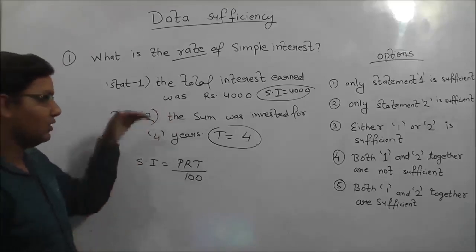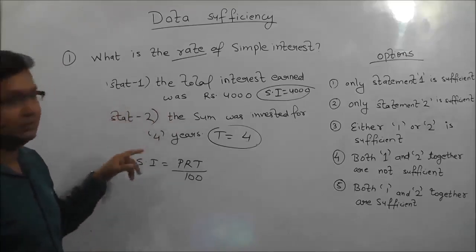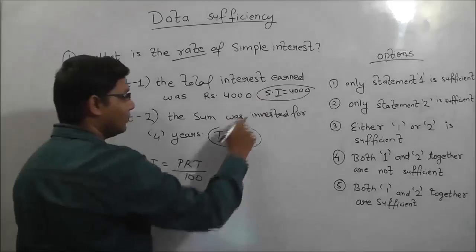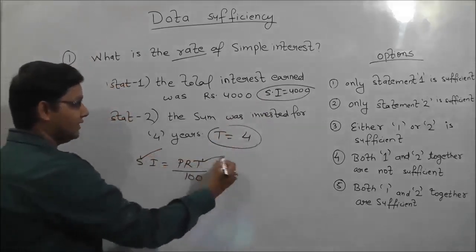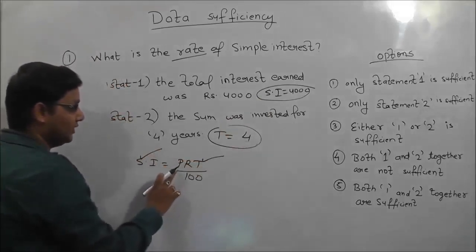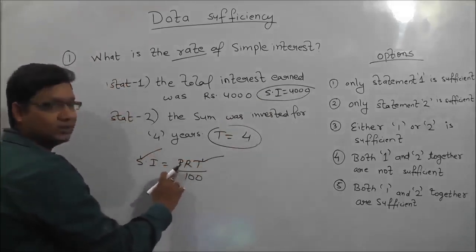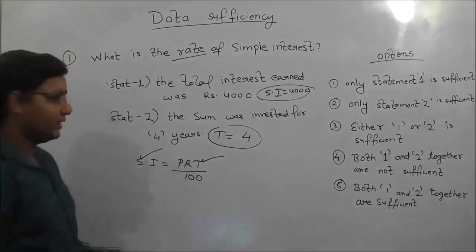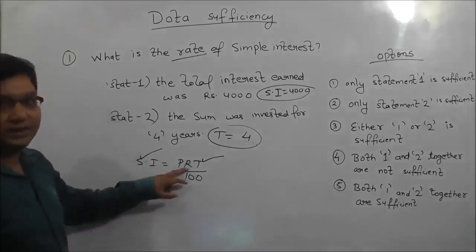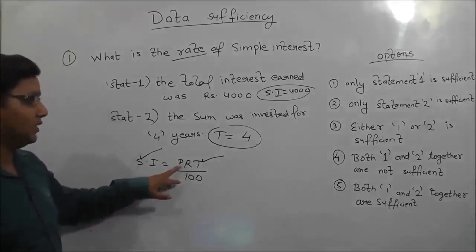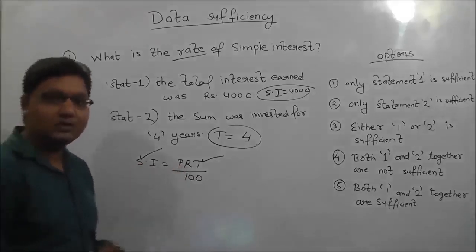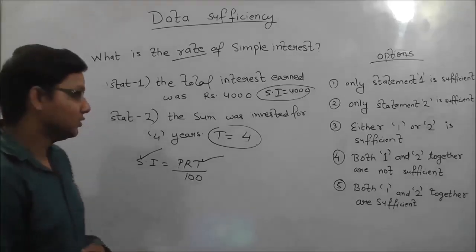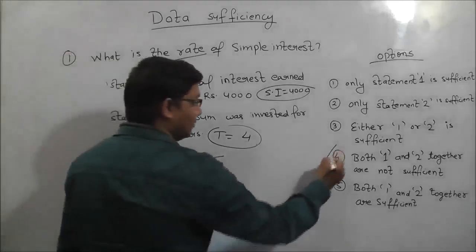Okay. So now let's combine both the statements. By combining both the statements, we are getting SI, we are getting time. So now also you can see two unknown quantities are there. So now also we cannot find the rate. For finding the rate, we should know the principal. So our answer will be what? Both the statements together are not sufficient to answer the question. So our answer will be our fourth option.